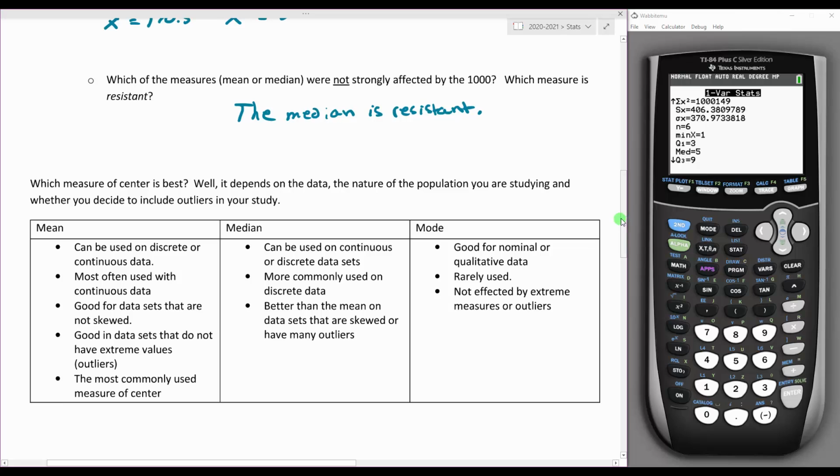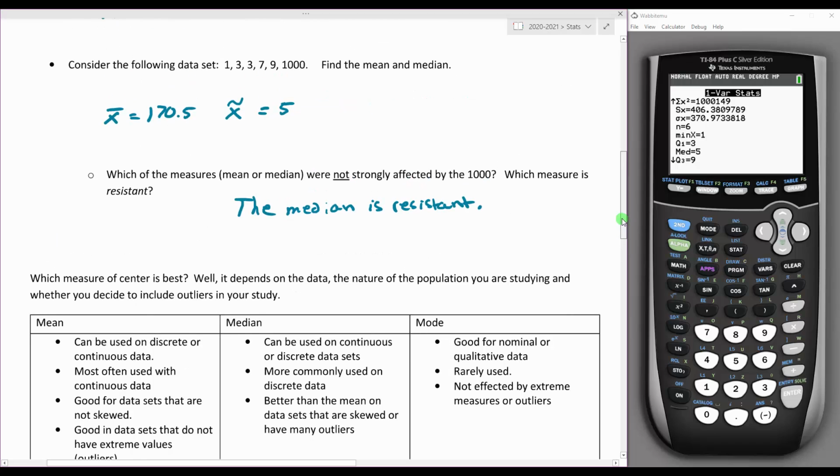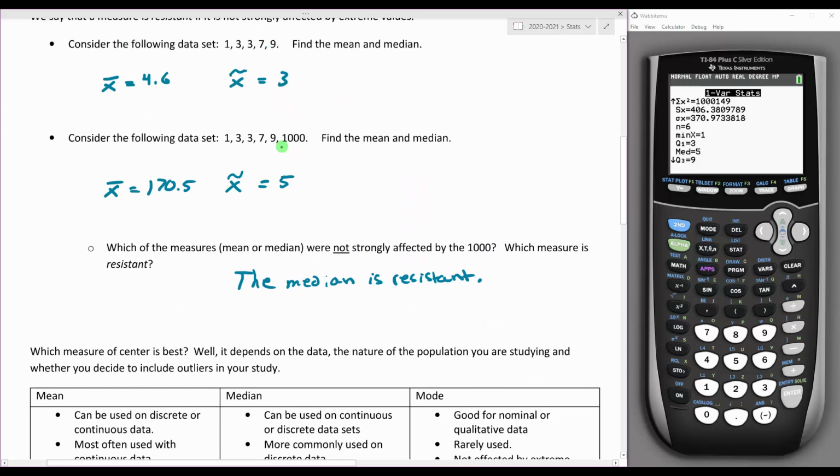So we get into this discussion of which measure of center is best, and it depends on a lot of different things: the type of data, the nature of the population that you're studying, and whether or not you're going to decide to include outliers in your study. A lot of times, if we had a data set like this where we can see 1,000 is clearly an outlier, we would investigate why that outlier happened and then make a decision as a researcher as to whether or not we would include that outlier in our data set. Is it a legitimate reading that we need to include in our study, or was it a mishap or a blooper that we can just exclude from the data set?